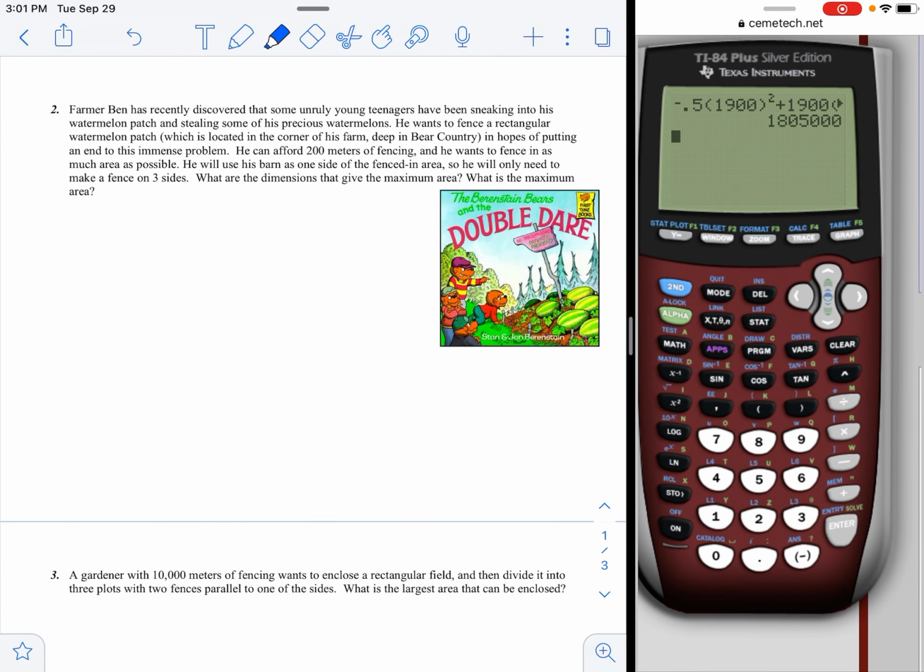Next one. Farmer Ben has recently discovered that unruly young teenagers have been sneaking into his watermelon patch and stealing some of his precious watermelons. He wants to fence a rectangular watermelon patch, which is located on the corner of his farm, deep in beer country, in hopes of putting an end to the immense problem. He can afford 200 meters of fencing, and he wants to fence in as much area as possible. He will use his barn as one side of the fenced-in area, so he'll only need to make a fence on 3 sides. What are the dimensions that will give the maximum area? And then what is the maximum area?